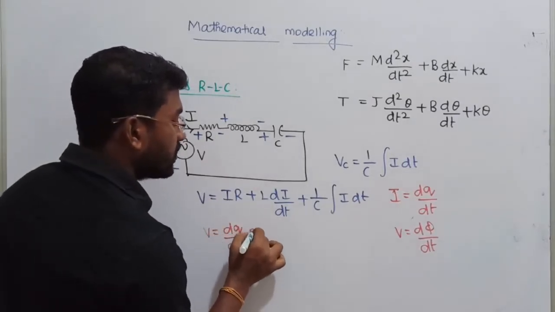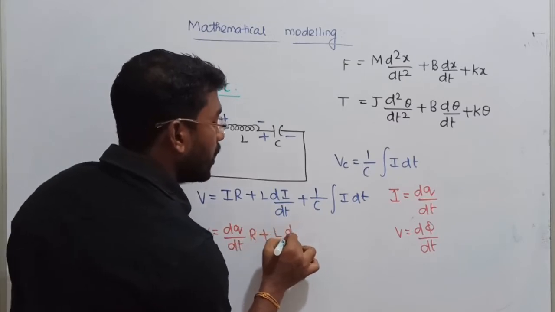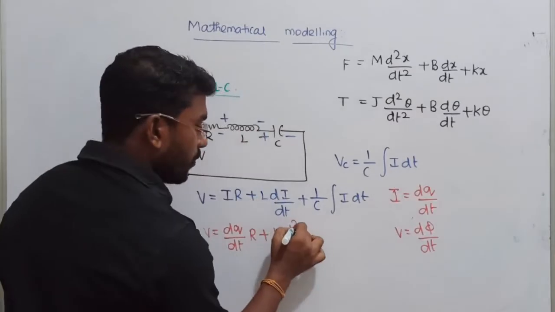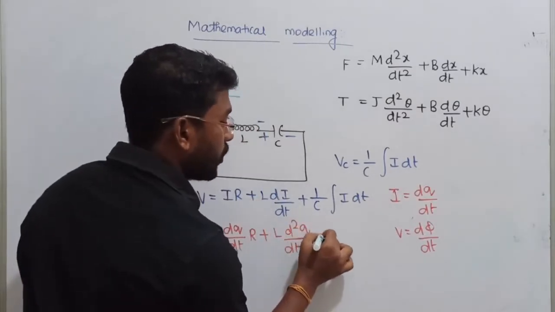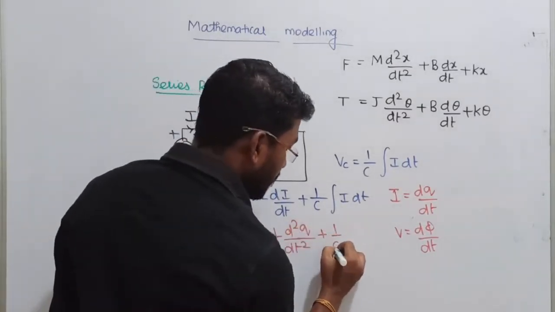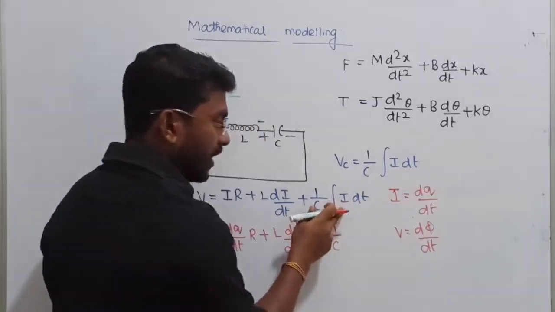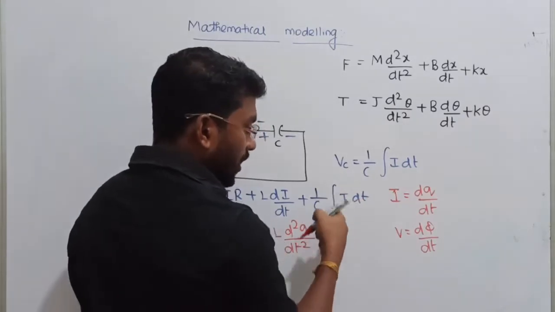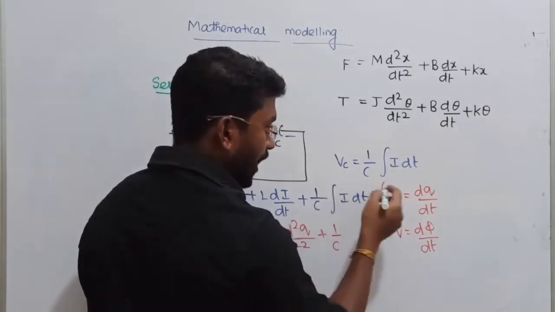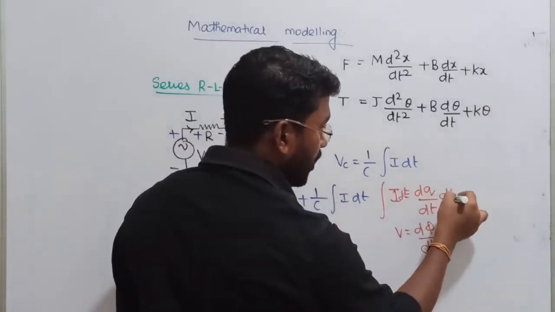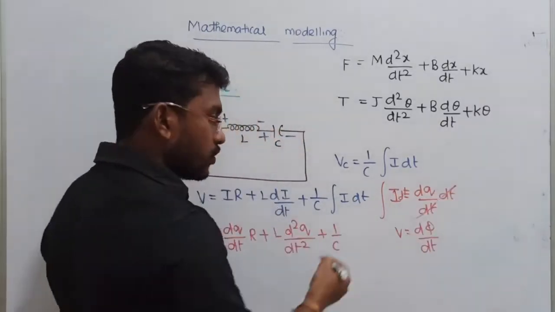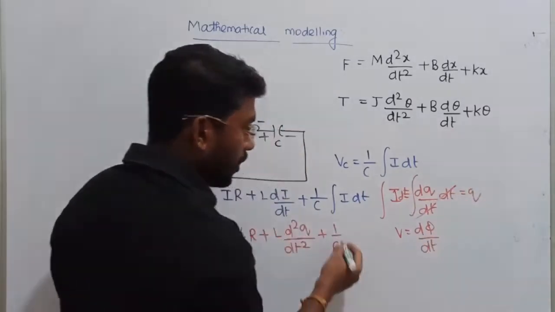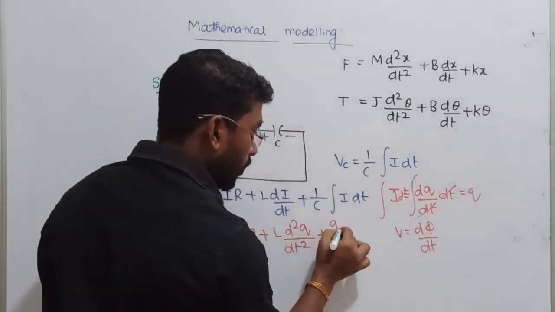But I can be replaced by dq by dt, so that R into dq by dt plus L into d by dt of dq by dt, such that it will become d square q by dt square, plus 1 by C times the integral. See the integral of differentiation: if you substitute dq by dt for I in the integral, what will happen? Take integration of I into dt on both sides. The dt gets cancelled, so the integral of I into dt should be equal to the integral of dq. That should be equal to q only. So the net value can be replaced by q by C.